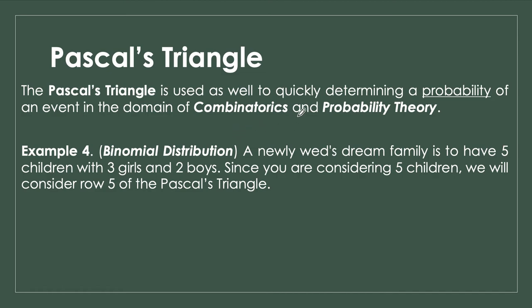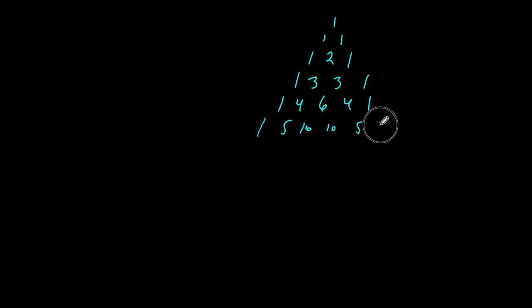So say we have this problem. A newlywed couple's dream family is to have 5 children, with 3 girls and 2 boys. Since we are considering 5 children, we will consider row 5 of Pascal's triangle. Row 2 is 1, 2, 1. Then 1, 3, 3, 1, then 1, 4, 6, 4, 1. And row 5 will look like 1, 5, 10, 10, 5, 1. So remember this: 1, 5, 10, 10, 5, 1.